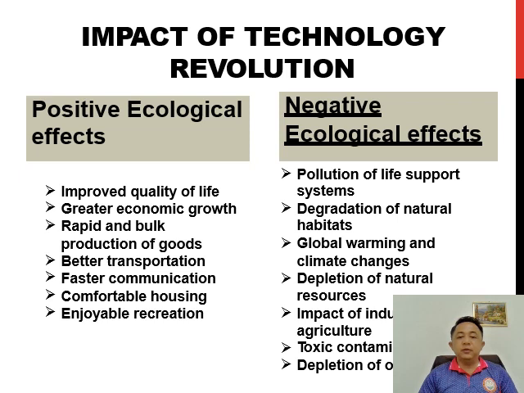And the impact of industry on agriculture. Although technology will provide an increased amount of harvest, sometimes technology has a negative impact on agriculture, such as the utilization of chemicals or pesticides that may also affect health. And this is what we call toxic contamination from technology and depletion of our food sources. Okay? So those are the positive as well as negative ecological effects of technology.